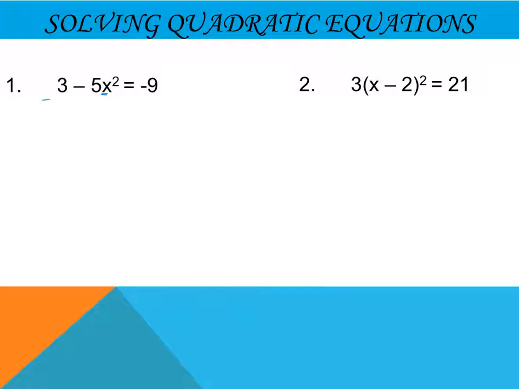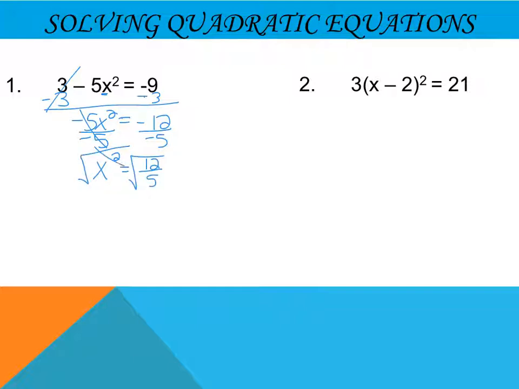So if you think of solving equations, you work backwards. So in number 1 here, we would go ahead and subtract 3 from both sides. And then we would have negative 5x squared equals negative 12. Then we would divide by that negative 5. And I know a negative divided by a negative is a positive, so now I have x squared equals 12/5. My last step to solve for x is to take the square root of both sides, and this is where we get that positive and negative solution of the square root of 12 over the square root of 5.